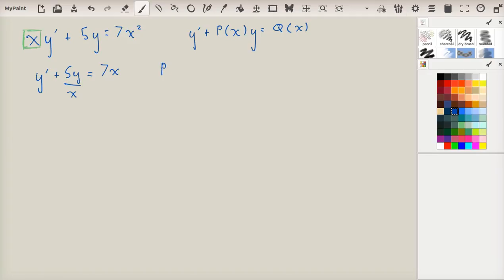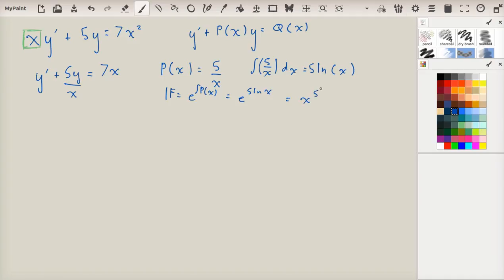So we know that our p(x) is equal to 5/x, and the integral of 5/x dx is equal to 5 ln x. We don't need to worry about that c for right now because this is just to solve the integration factor. And the integration factor is equal to e to the integral of p(x), which is e to the 5 ln x, which is equal to x to the 5.